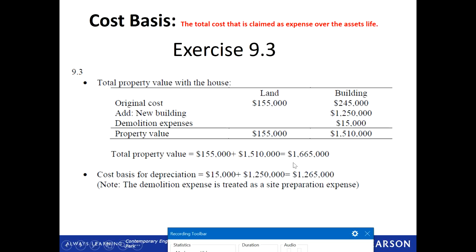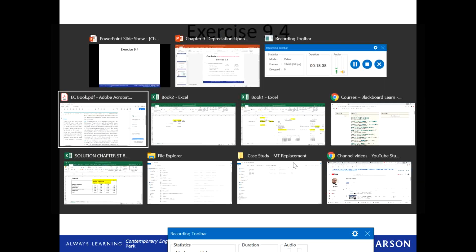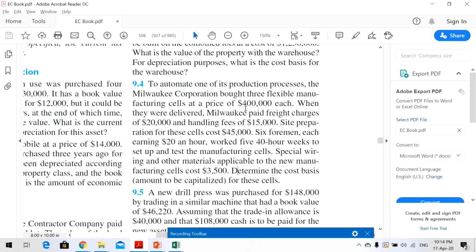That was Question 9.3. Now I'll explain again with some more detail on exercise 9.4. To automate one of its production processes, the Milwaukee Corporation bought 3 flexible manufacturing cells at a price of 400,000 each. Be careful when you look at these numbers. How many manufacturing cells did you buy? 3.